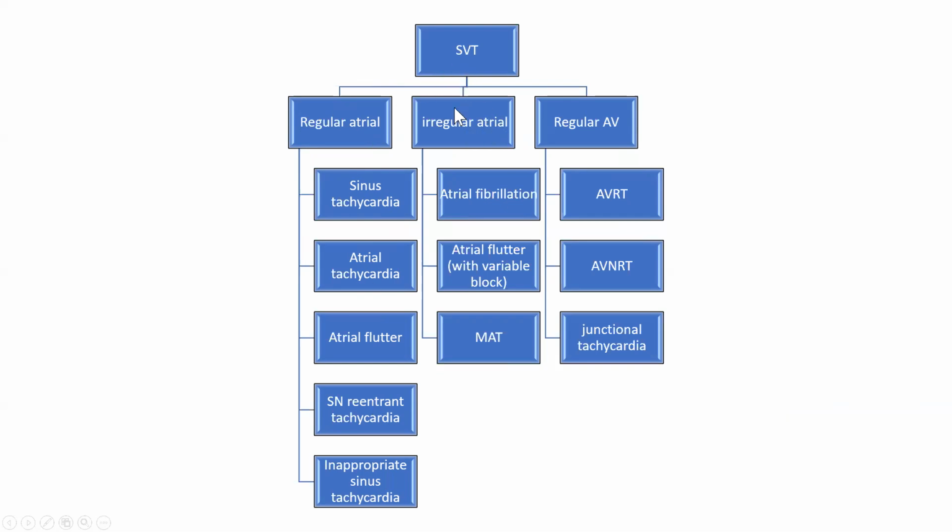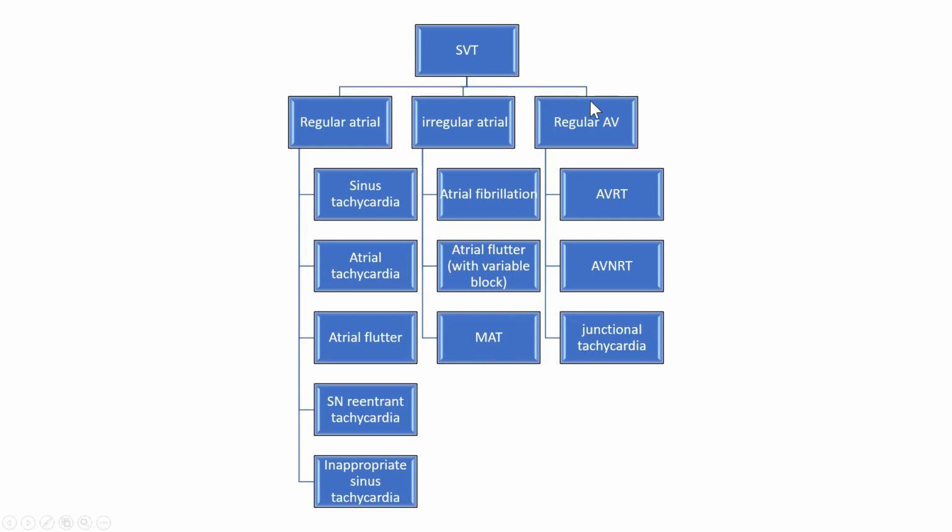If the patient is having an irregular tachycardia originating from the atrium, it could be atrial fibrillation, or atrial flutter with variable block, because if the AV node is variably blocking the beats, the tachycardia will appear irregular. Or it could be multifocal atrial tachycardia, which is seen with hypoxia and COPD patients.